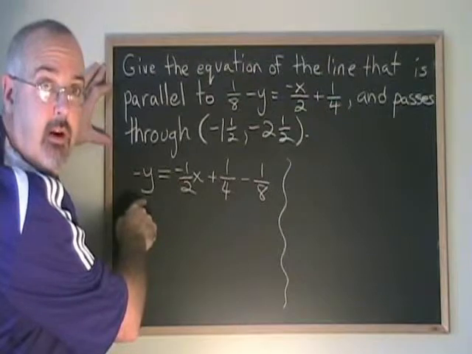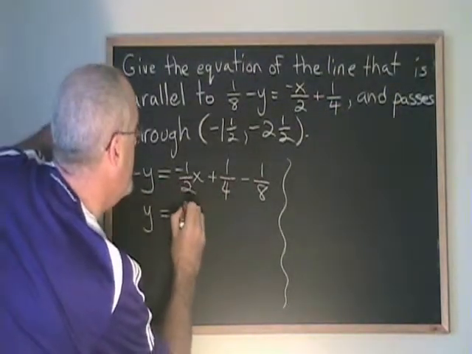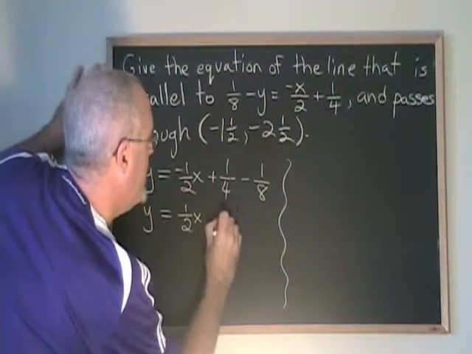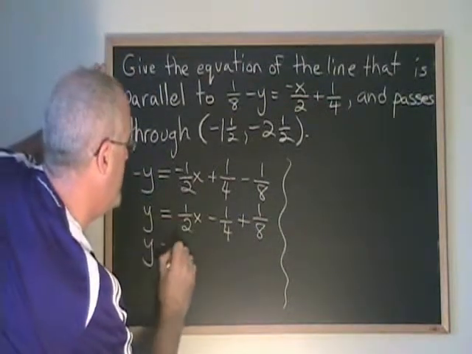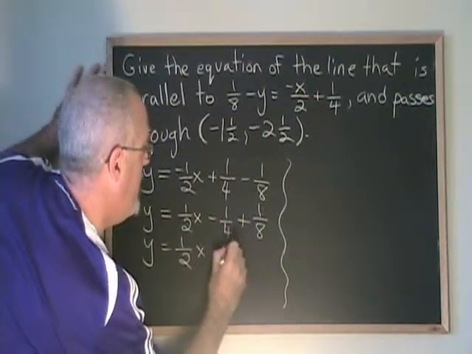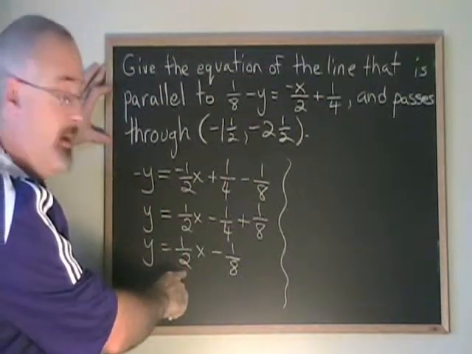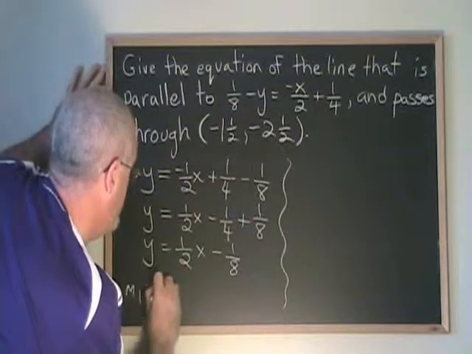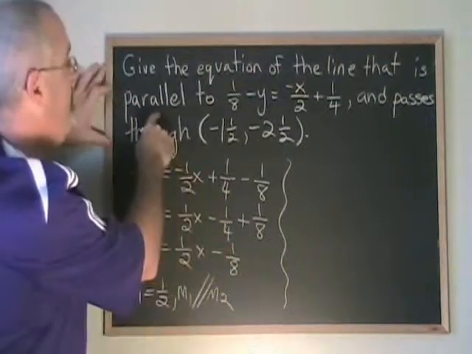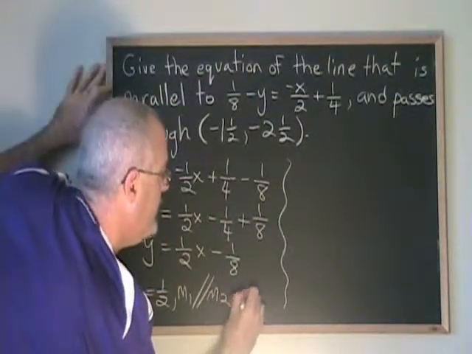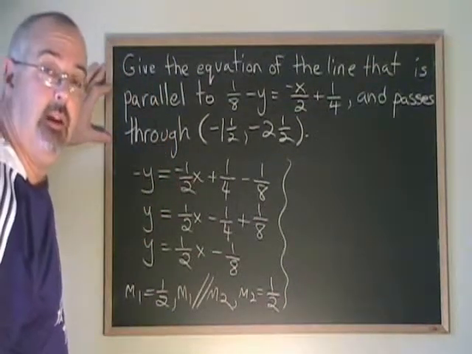Now I'm going to divide the entire equation by -1, so that my y is truly isolated. y equals 1/2 x minus 1/4 plus 1/8. Therefore, y is equal to 1/2 x minus 1/8. My slope is 1/2. m1 equals 1/2. m1 is parallel to m2. Therefore, m2 also equals 1/2, because parallel lines have equal slopes.